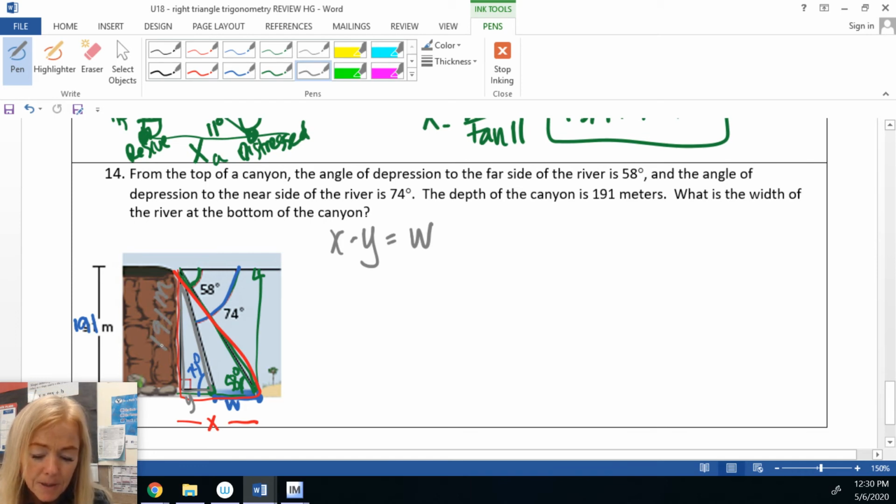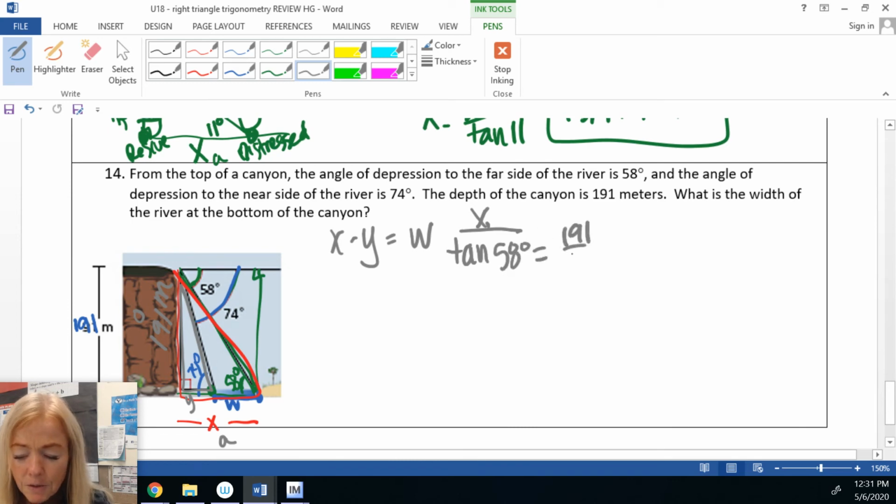So we have opposite and adjacent. This is O, this is A. And I'm going to just go below the red because that's X. It's the whole length of the bigger triangle. So to find X, okay, X is going to be tangent of its angle, 58 degrees, it's the red triangle, is equal to 191 over X. Opposite over adjacent. So switch the X with the tan 58, 191 over tan 58.